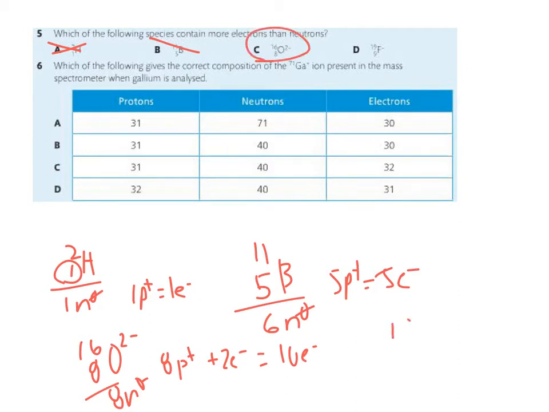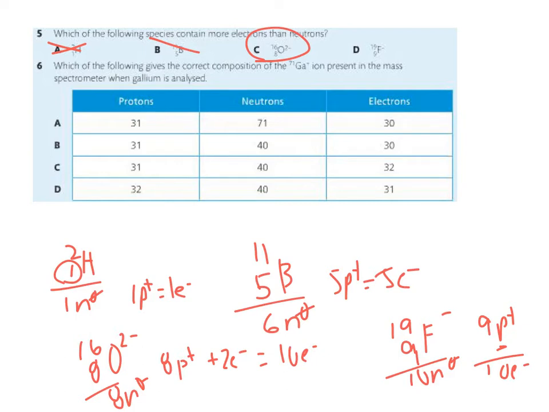And D is fluorine 19 minus. Again, the 9 tells me there's 9 protons, but the -1 lets me know I've picked up an electron for 10 electrons. 19 minus 9 is also 10 neutrons, so only C has more electrons than neutrons.